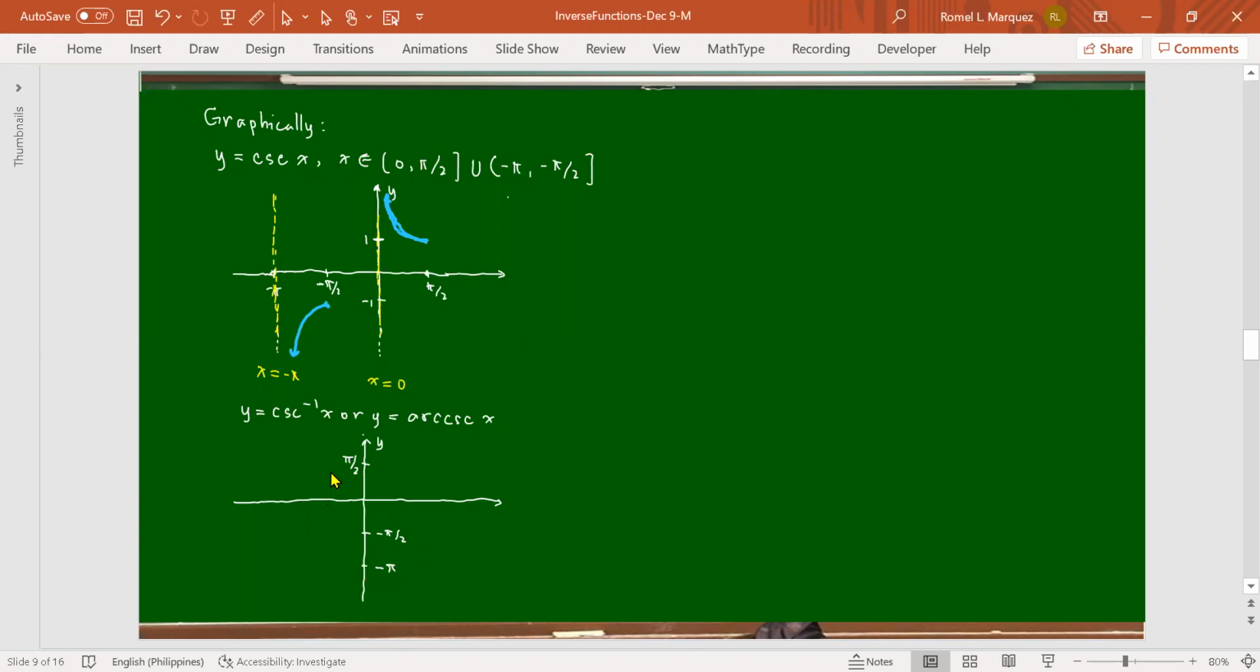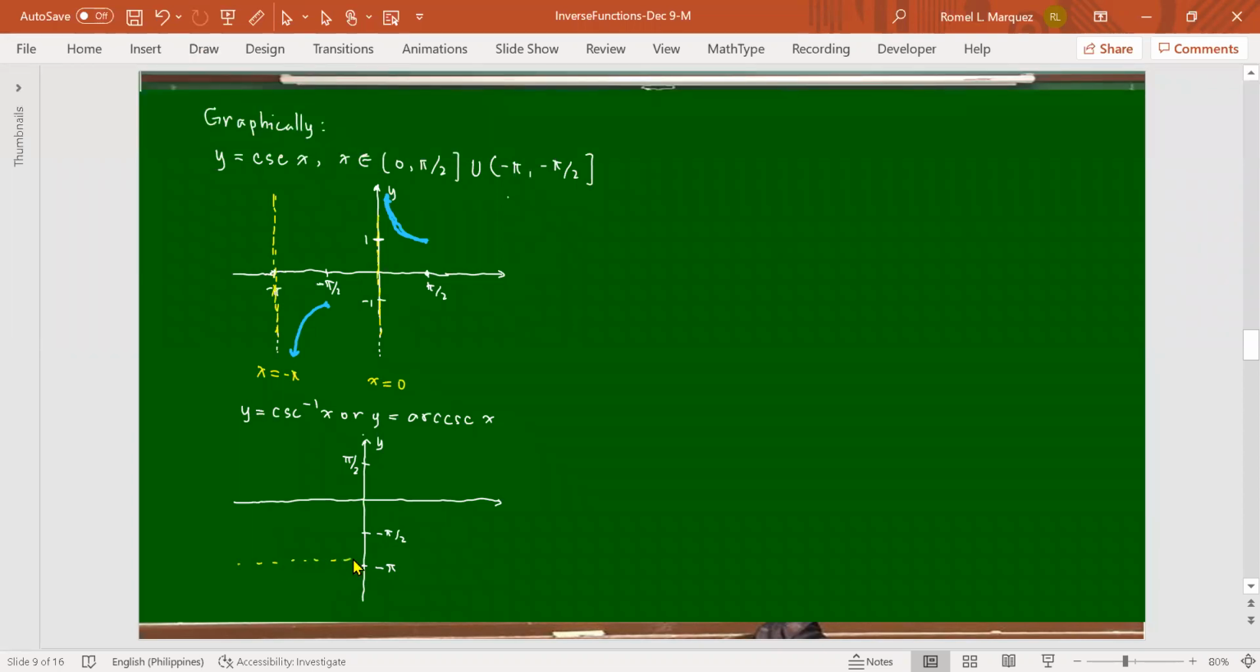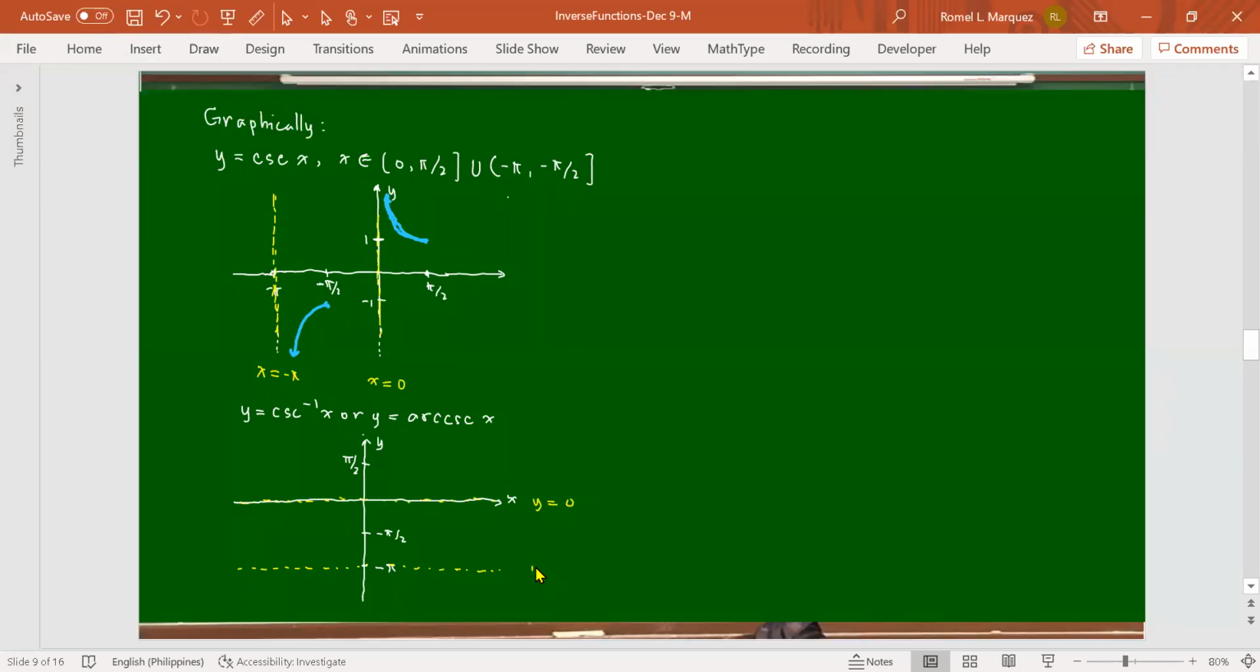Negative pi. So asymptotic saan? Sa negative pi, asymptotic here. And also sa y equals 0. Okay? So this is asymptote, y equals 0, and then y equals negative pi. Where in the cosecant, they are x equals 0 and x equals negative pi. Okay?